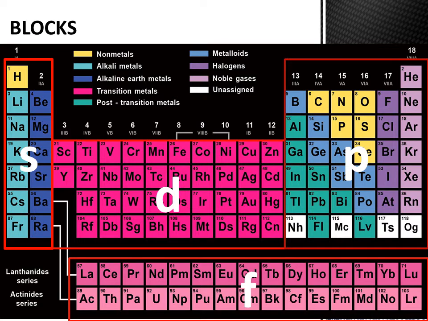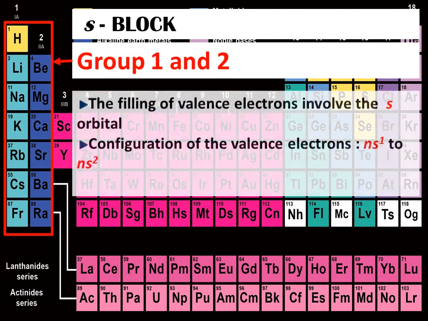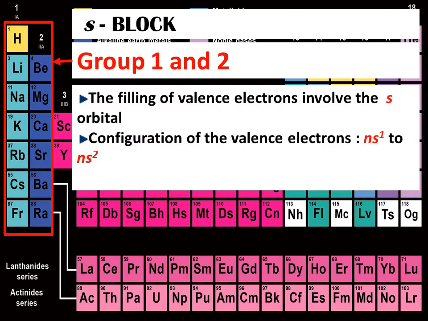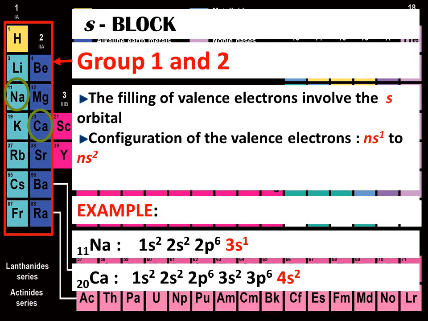S block, group 1 and 2. The filling of valence electrons involves the s orbital. The configuration of the valence electrons is ns1 to ns2. Example: the electron configuration of sodium is 1s2 2s2 2p6 3s1, and the electron configuration of calcium is 1s2 2s2 2p6 3s2 3p6 4s2. Both have valence electron configurations of 3s1 and 4s2 respectively.